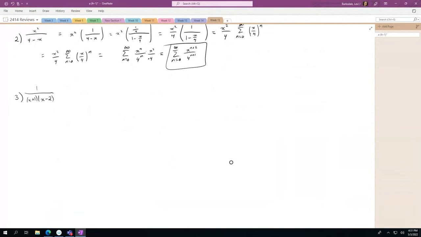Finally, for the third one, well, I could multiply everything out and make it a 1 minus something. Alternatively, what if I wanted to do partial fractions on this? That's another option. So I have a over x plus 1 plus b over x minus 2, which tells me that I should have a times x minus 2 plus b times x plus 1 equal to 1, which means if I let x equal 2, then I get that 3b is equal to 1, so b is equal to 1/3. And if x is equal to negative 1, then I have negative 3a is equal to 1, so a is equal to negative 1/3.